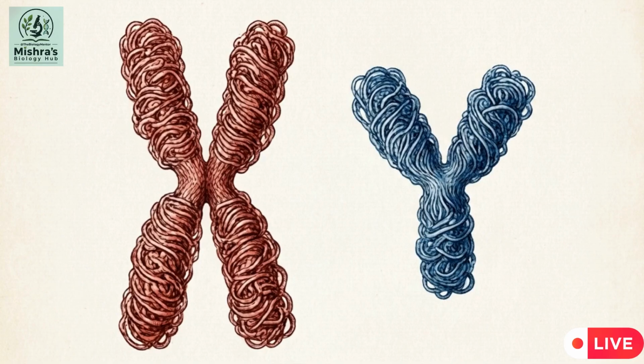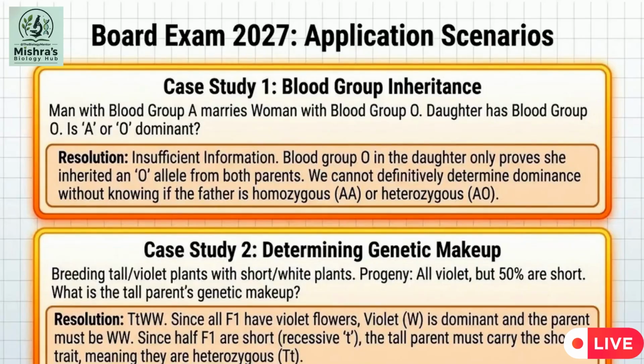The top box in this case study looks at a practical application. A man with blood group A and a woman with blood group O have a daughter with group O. Does this prove O is dominant? No. Visible traits alone are insufficient evidence. We need the father's specific genetic makeup to determine true dominance.